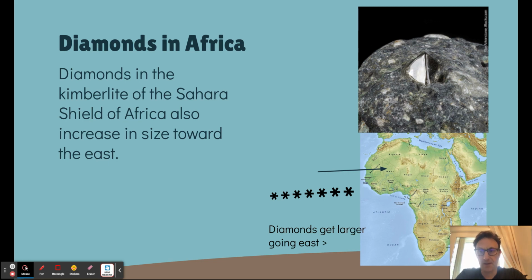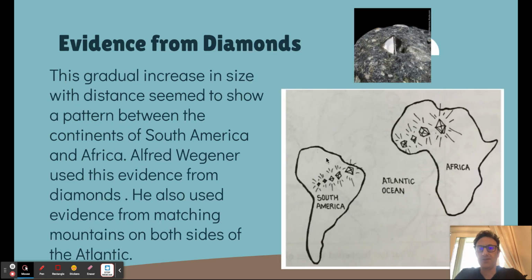Well, when they went to Africa, diamonds in the kimberlite, same type of rock, in the Sahara Shield of Africa, also increase towards the east. The diamonds get larger when they start at the west and go towards the east. And so scientists are able to use this evidence from diamonds. It's just one more piece of the puzzle.